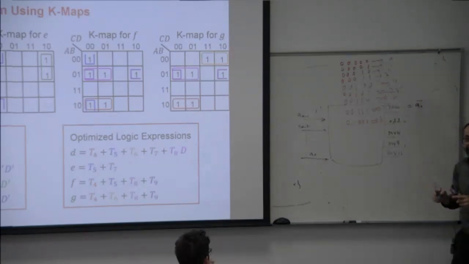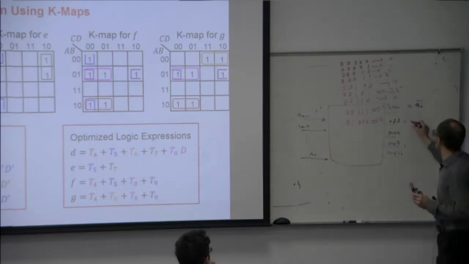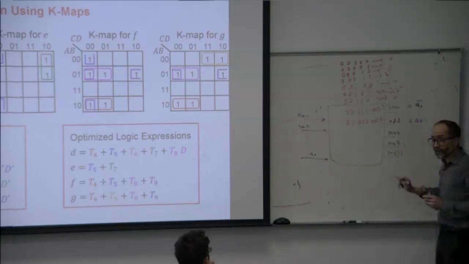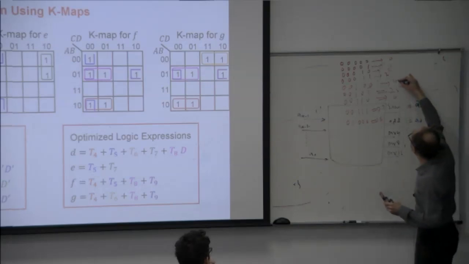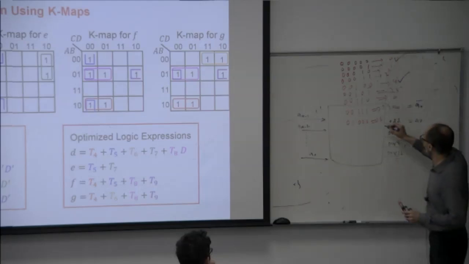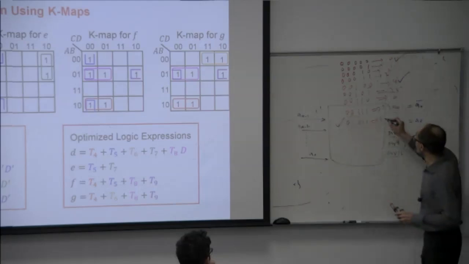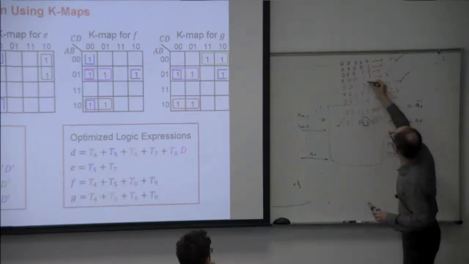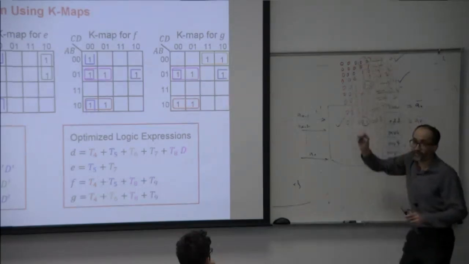A0 bar. If it's 0, it's 1. Okay, odd. What about odd? A0. And look at the pattern for divisible by 4. This one is divisible by 4. 0 is divisible by 4. And 8 is divisible by 4. Look at the last two bits. These two bits, and these two bits. What's the observation?